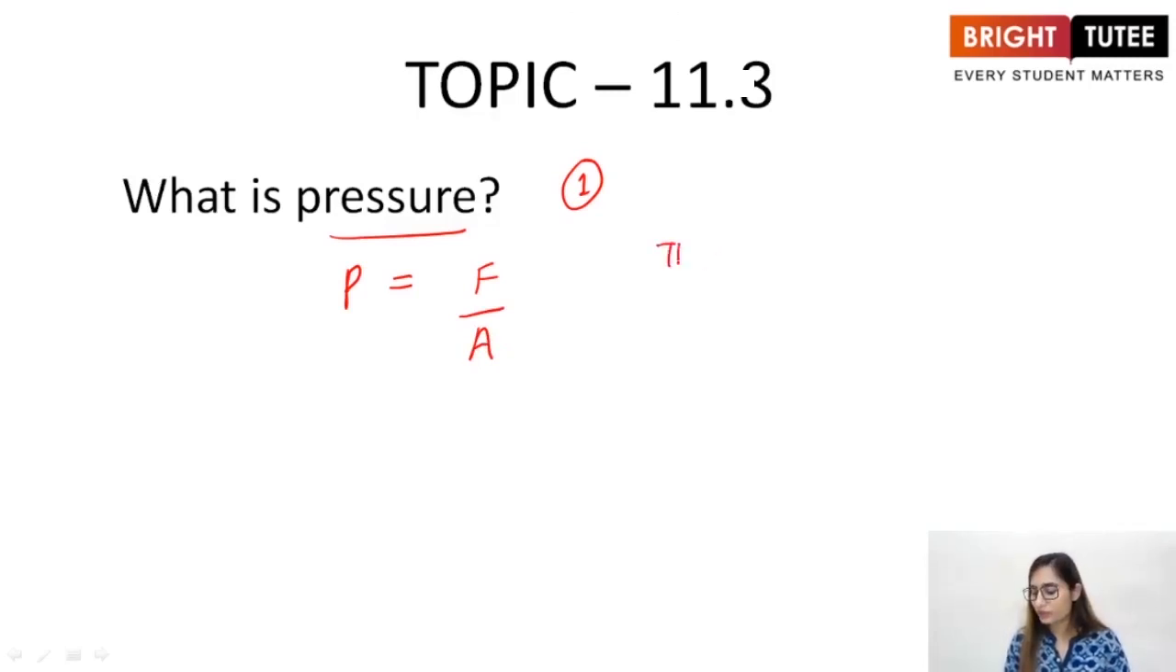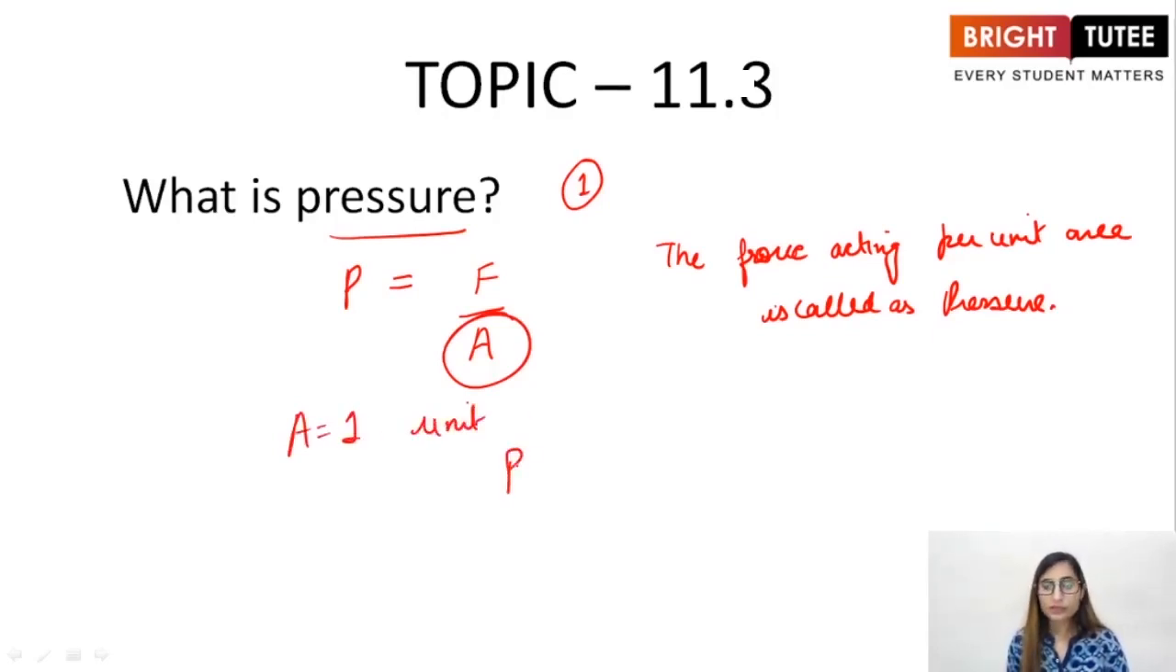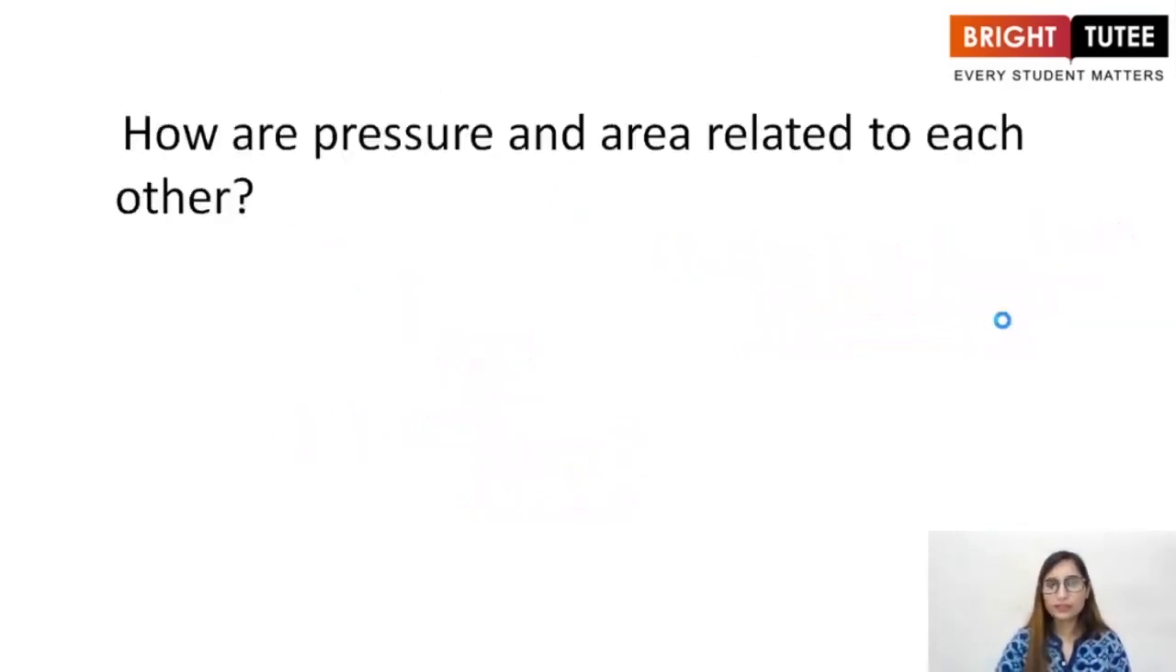The definition is the force acting per unit area is called as pressure. The force that is acting on certain area is known as pressure, right? If A is put equal to 1, if area is 1 unit, then pressure will be equal to force. So this is the definition. The force acting per unit area is called pressure, right?